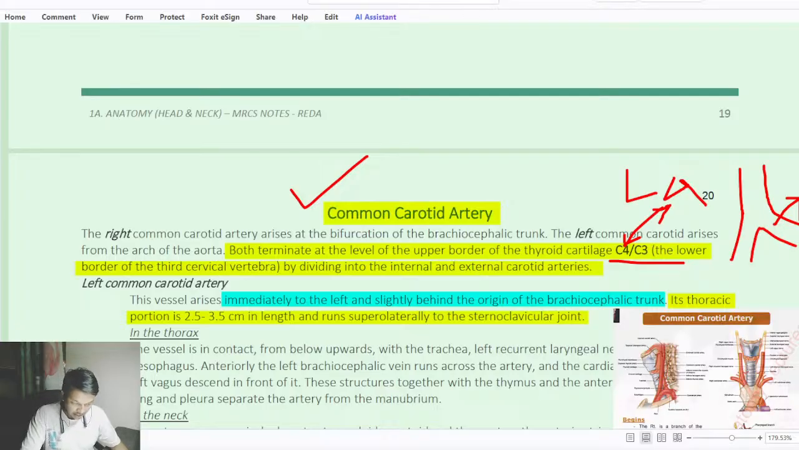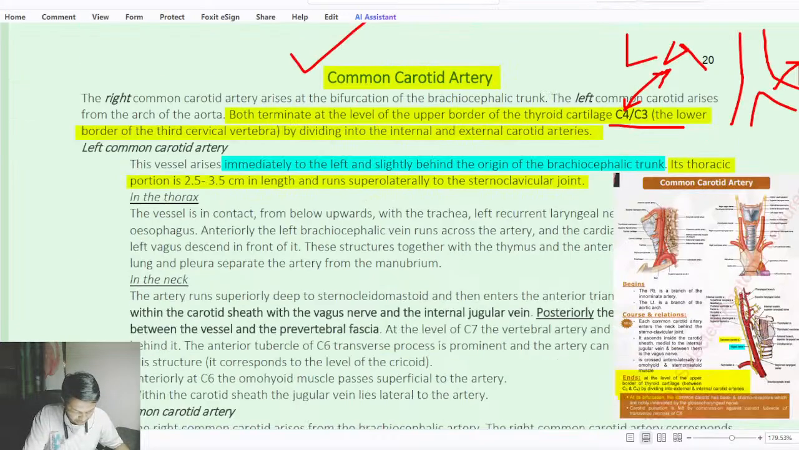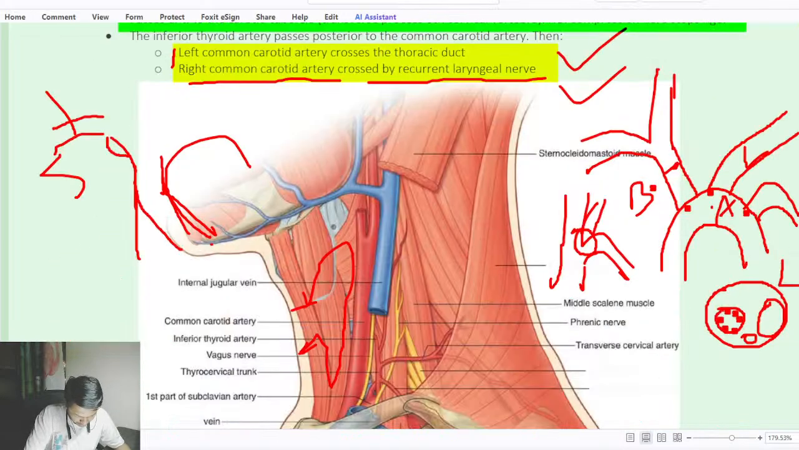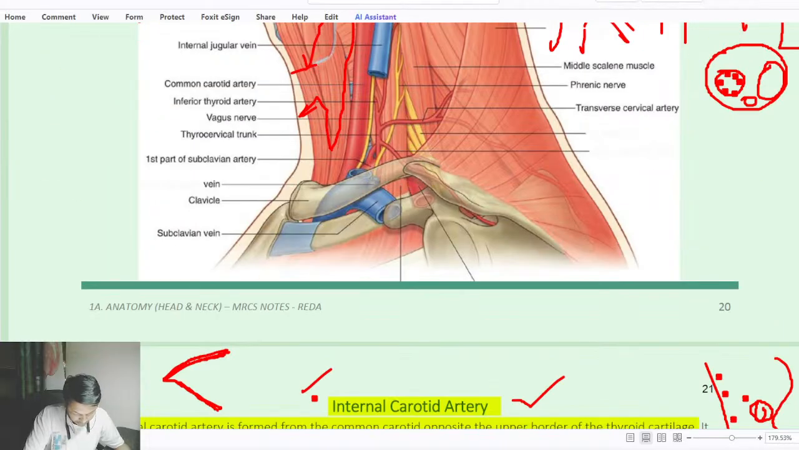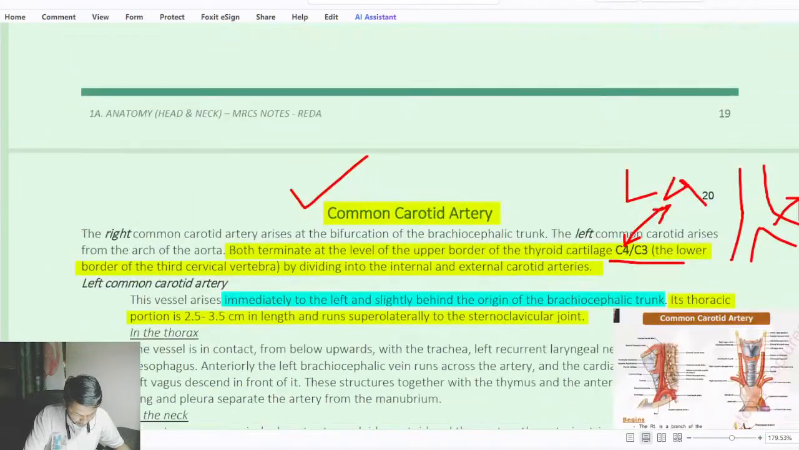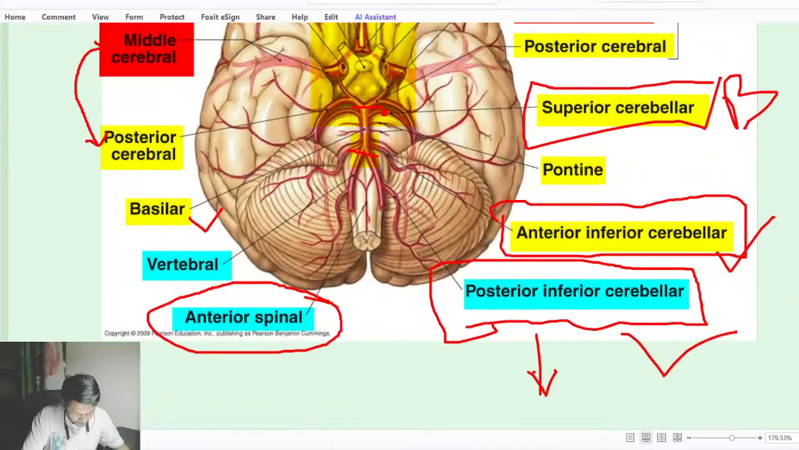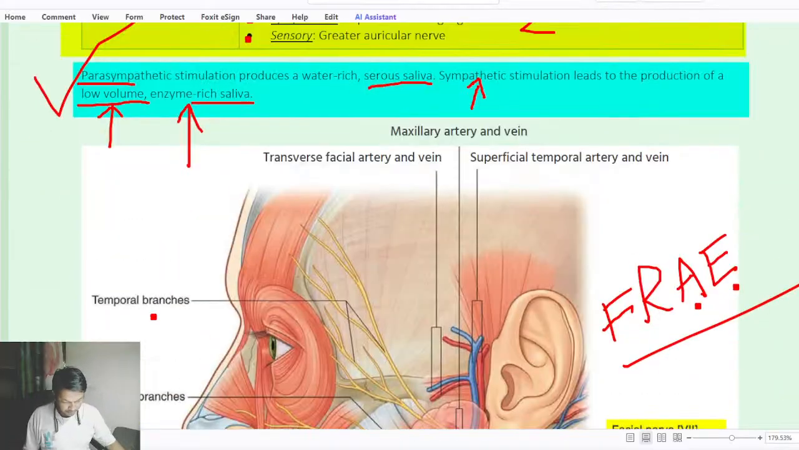C4, but which C4? Lower border, upper border. Yesterday we said the upper border of C4 and the lower border of C3. Lower border of C3 and upper border of C4. Okay, the common carotid artery bifurcates there.